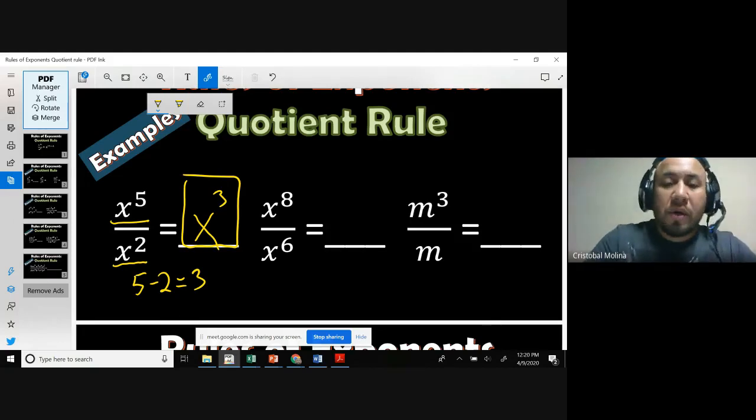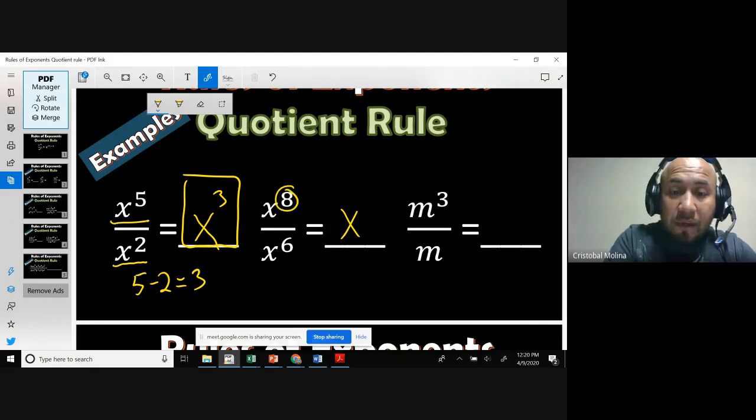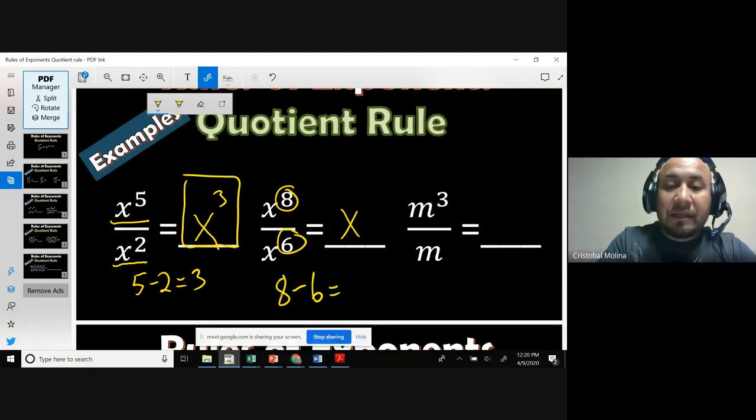So take a look at the next one. We have x to the eighth divided by x to the sixth power. Okay, so we keep the x, we subtract the exponent. So I'm going to subtract 8 minus 6, and that's going to leave me 2. So my exponent should be 2.